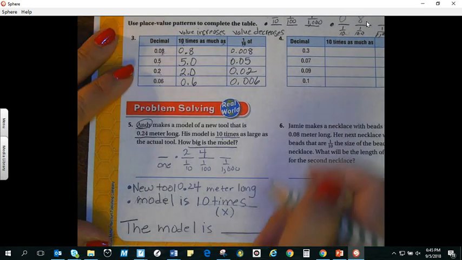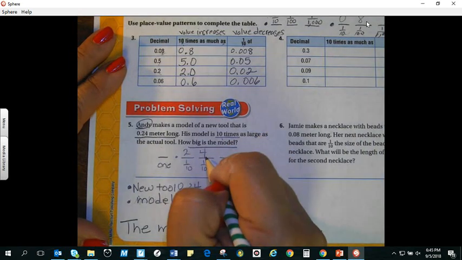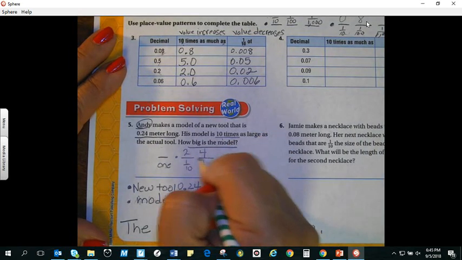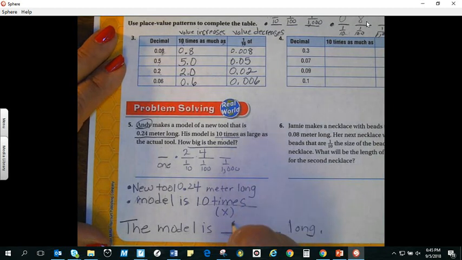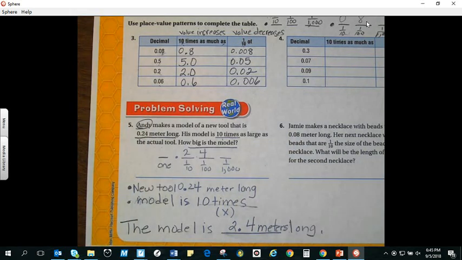You're absolutely right. We're going to move that over to the left because we're going to start here. And now the new length is at 2 and 4 tenths meters long. Because it grew. That's how big the model is. All right, again, if you have any questions, come see me in the morning.